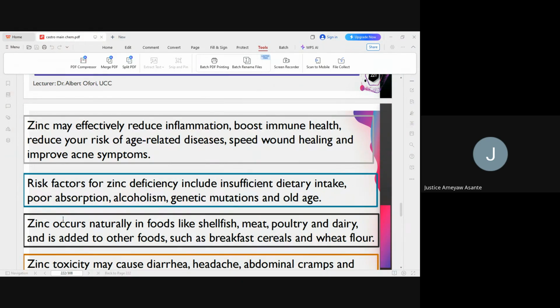Zinc occurs naturally in food like shellfish, meat, poultry, and dairy, and is added to other foods such as breakfast cereals and wheat flour.